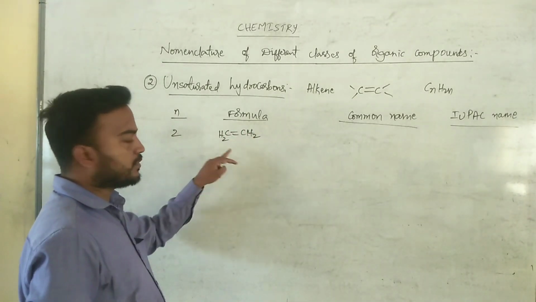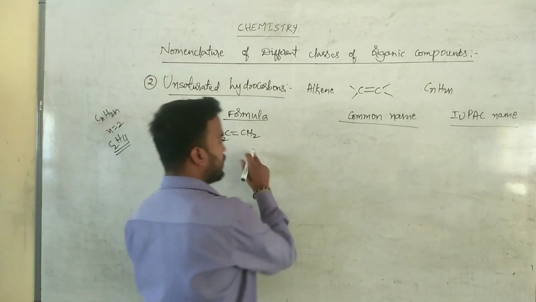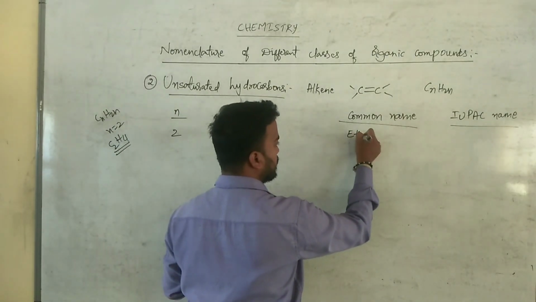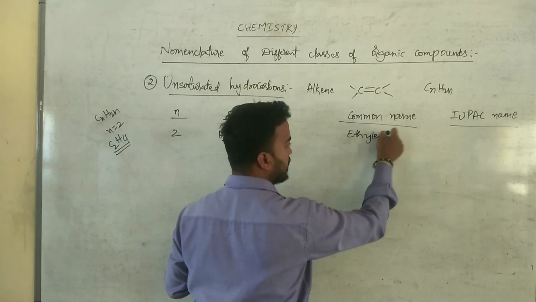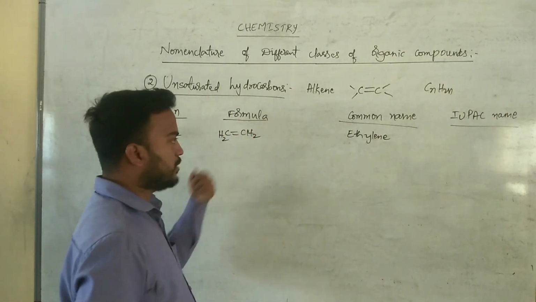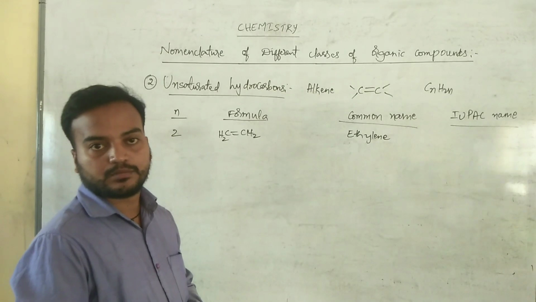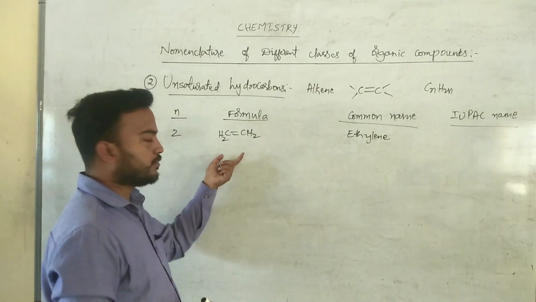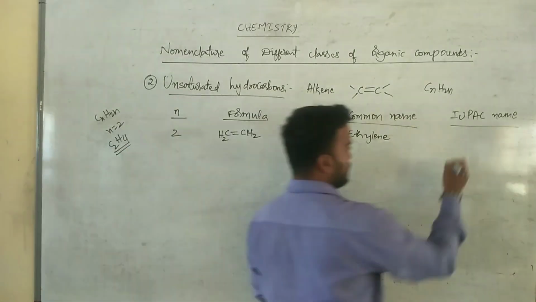So what is the common name for this compound? The number of carbon atoms is 2. We have to add YLENE. Ethylene is the common name. What is the IUPAC name? The IUPAC name for this compound is ethene.